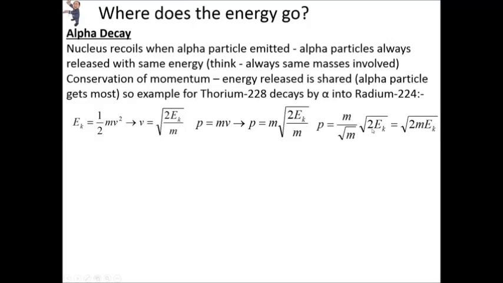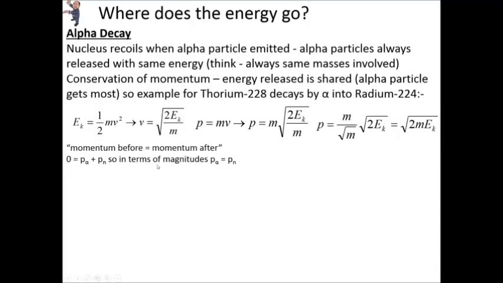Just going to mess around with this a little bit. If I pull this m out and have m over root m, so I've got momentum is m over root m, multiplied by the root of 2EK, and all of that is equal to root 2mEK, because m over root m is the same as root m. So I can just cancel this out and put a root m back in that expression. Okay, so let's just use our momentum idea. Momentum before equals momentum afterwards. 0 would be the momentum of the alpha particle plus the momentum of the nucleus.